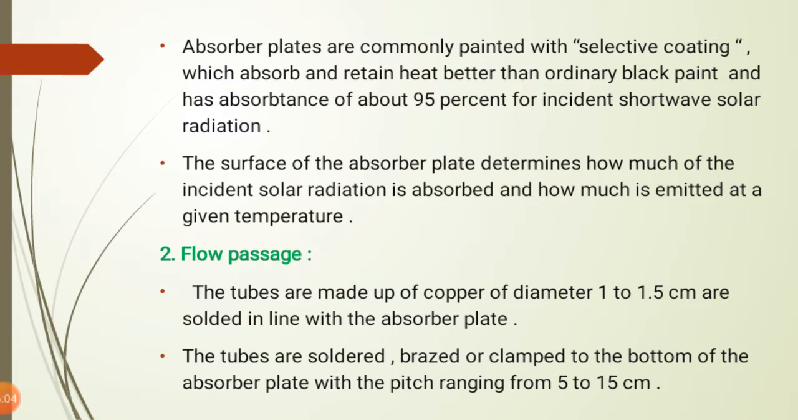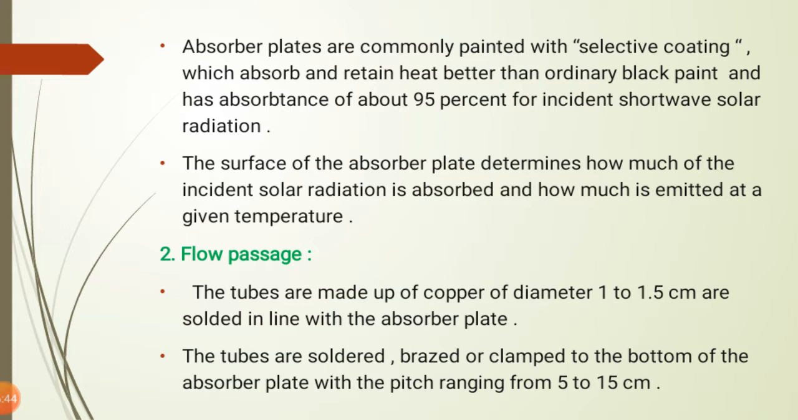Now the second part of the liquid flat plate collector is the flow passage, that is the tubes and pipes. The tubes are made of copper, of a diameter 1 to 1.5 centimeter, and are soldered in line with the absorber plate. As we have seen, the tubes or pipes are made of the same material as the absorber plate, that is copper, and they are soldered in one line with the absorber plate.